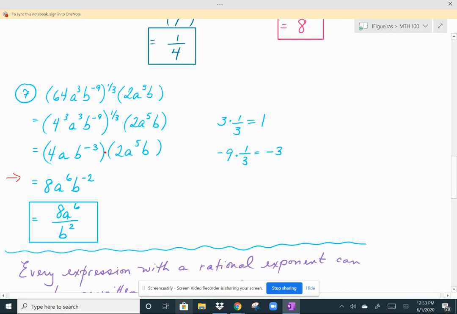So my final step is to correct for that negative exponent. So b goes into the denominator below 8 a to the 6th. And the exponent changes to a positive 2. So your final answer is 8 a to the 6th divided by b squared.